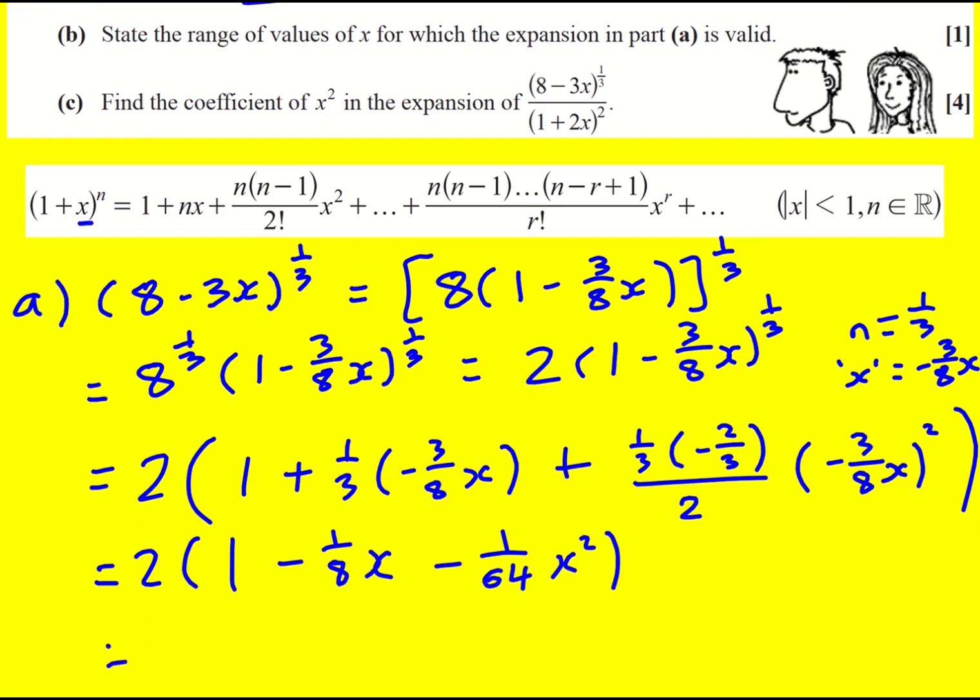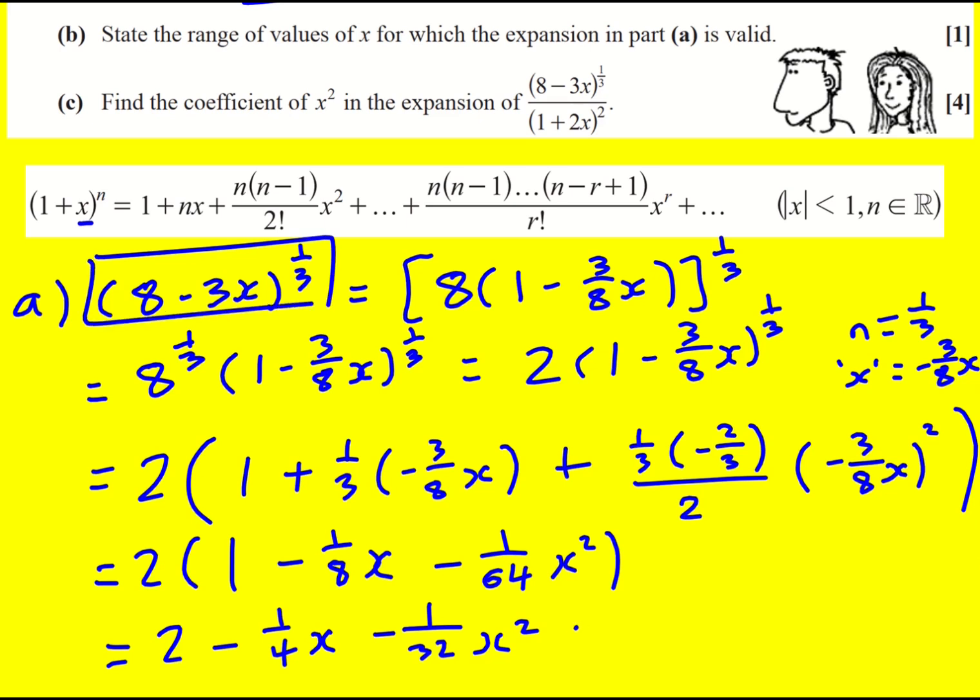Okay, and so I'm nearly done. I've got 2 minus a quarter x minus 1 over 32 x squared. Of course, this goes on forever, but I was just asked for the first three terms.